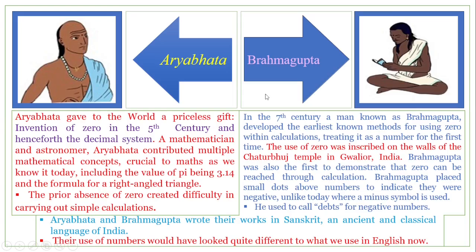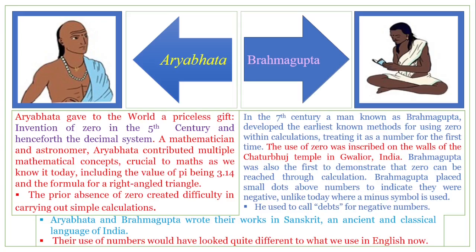followed by Aryabhatta was Brahmagupta, who also used zero in his calculations. Although Aryabhatta invented and used zero in calculations, it was Brahmagupta who used it profusely in his calculations, and he demonstrated how powerful this tool of using zero as a number in the decimal system is.